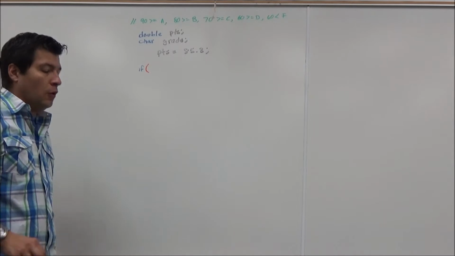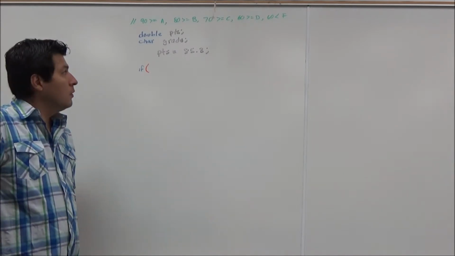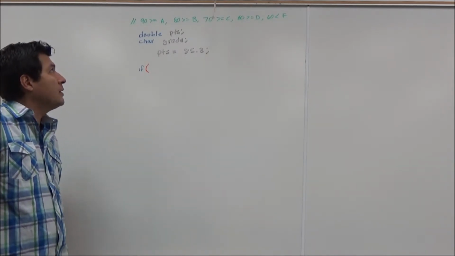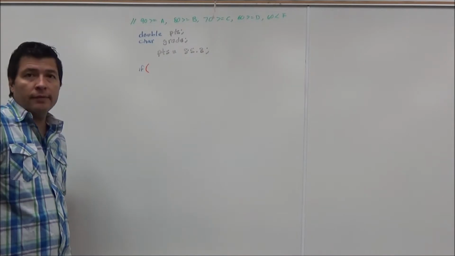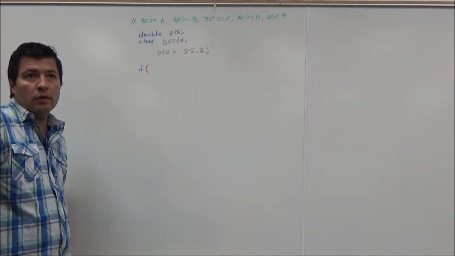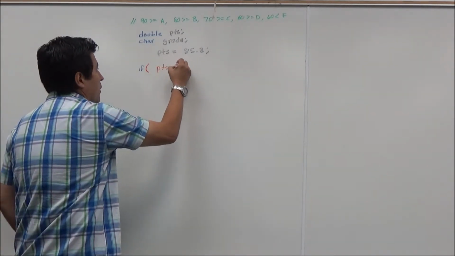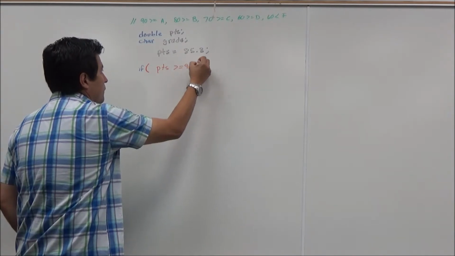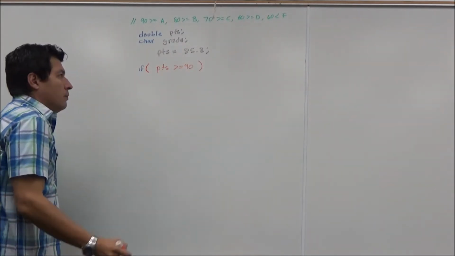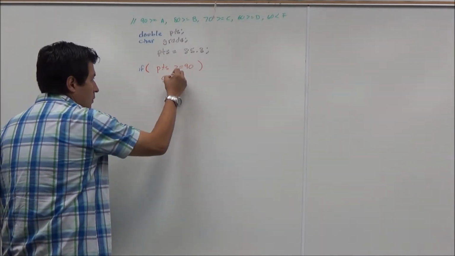Well, the computer wouldn't know. So what's the first thing you're going to test? Your points, right? Against what? 90. So you say points greater or equal than 90. Then what? Then the grade is an A, right?